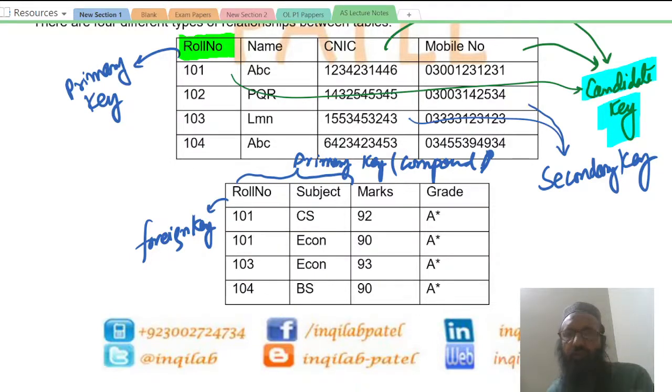Like here we have studied that 101 is stored multiple times, econ is stored multiple times, but the combination of roll number and subject is unique. So it is known as compound primary key.